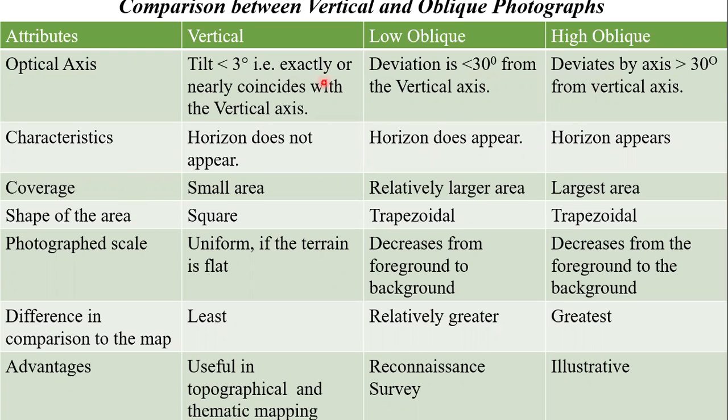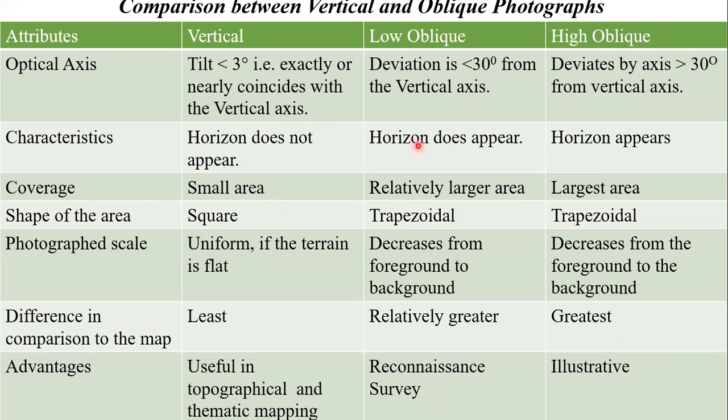Mostly, we can't take these angles exactly. There will be some coincidence, some deviation of 3 degrees. But intentionally, we can take up to 30 degrees deviation from the vertical axis. Here we intentionally take more than 30 degrees, or we can go up to 60 degrees. So the horizon is very difficult to see in vertical. We can go to some extent, but here we can say the horizon will appear.